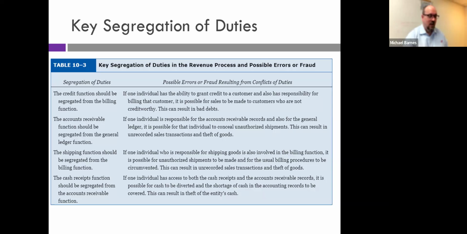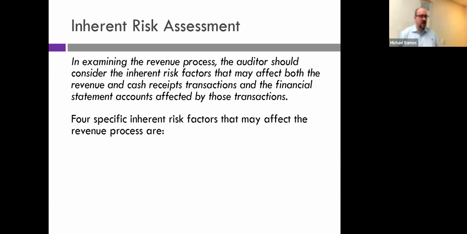Okay. All right. So inherent risk assessment. Examine the revenue process. Auditors should consider inherent risk factors that may affect both revenue and cash receipts transactions and the financial statement accounts affected by those transactions. There's 4 specific inherent risk factors that may affect the revenue process. All right. First one is pretty obvious. Industry-related factors. If you're operating in an industry that's very volatile and competitive, that's going to present a risk to the organization. Okay. Just ask the makers of BlackBerry.